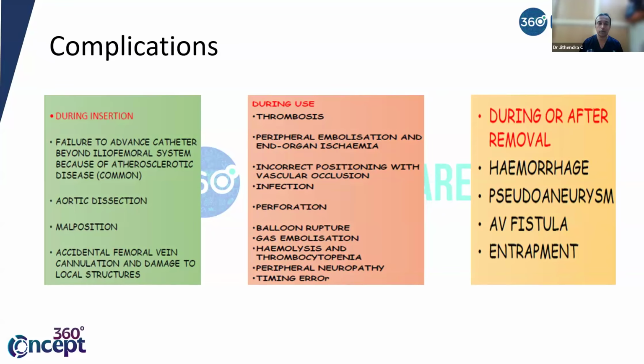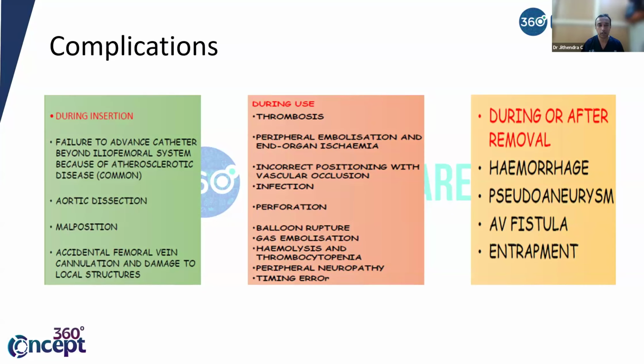So coming to the complications during insertion. One, it can be distal peripheral vascular disease. You may not be able to canalize it. It is very, very common because it's a pretty big cannula we'll be inserting, a pretty big sheath will be there. The balloon should go. If the vessels are damaged, there is significant sclerosis, then you will not be able to do it. That is the most common complication you will be seeing.